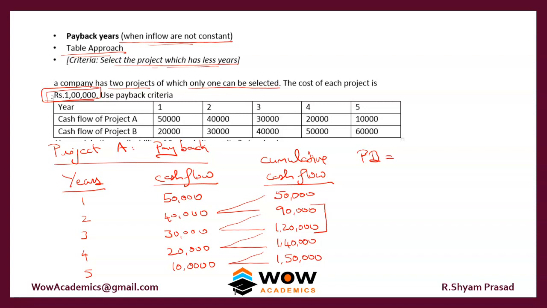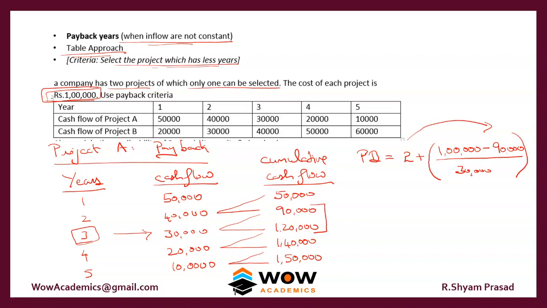So minimum how many years do you need? You need 2 years, because you have to recover 90. So we'll again open a bracket. What was the total investment? Total investment was 1 lakh. Out of that, in the second year, how much have you recovered? You have already recovered 50 plus 40, so 90,000 has been recovered. In the third year alone, how much cash flow are you going to get? In the third year alone, you're going to get 30,000.